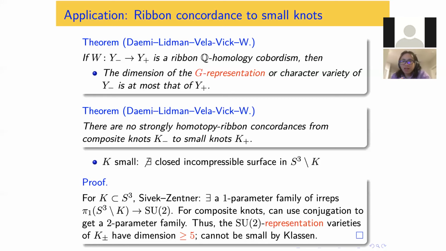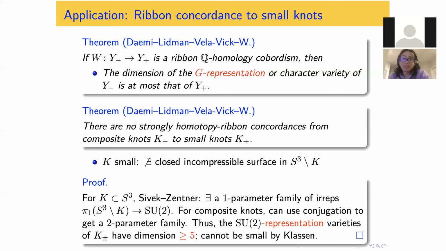2. In other words, the SU(2) representation varieties of K minus have dimension at least 5, because the difference in the dimensions of these two things, representation and character varieties, is 3. So you just add 3. But our theorem up there says that K plus must have an SU(2) representation variety that is also of dimension at least 5. And then you can go back down again to character varieties to see that the SU(2) character varieties of K plus must have dimension at least 2.